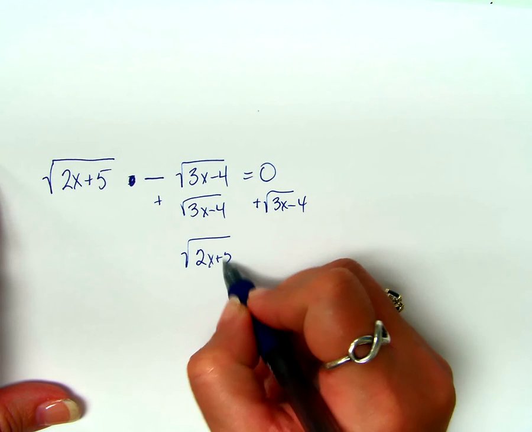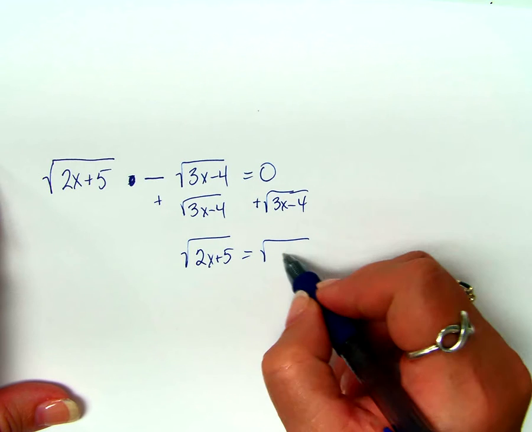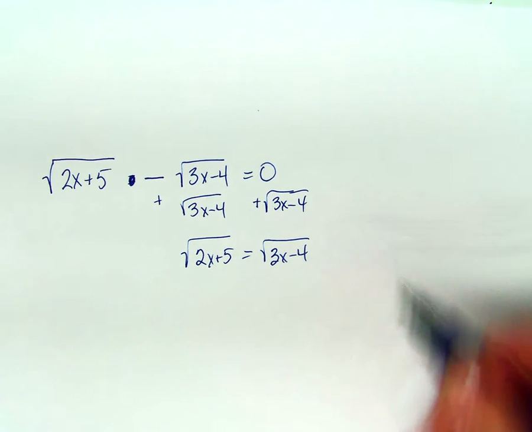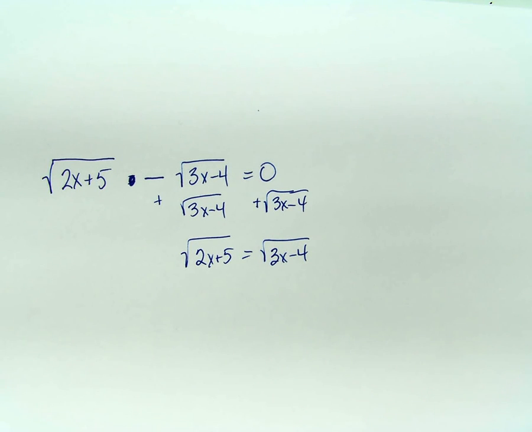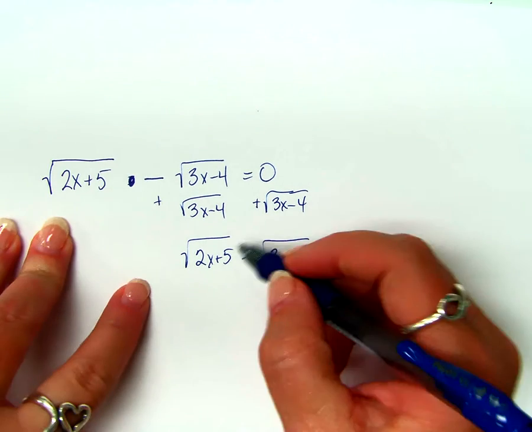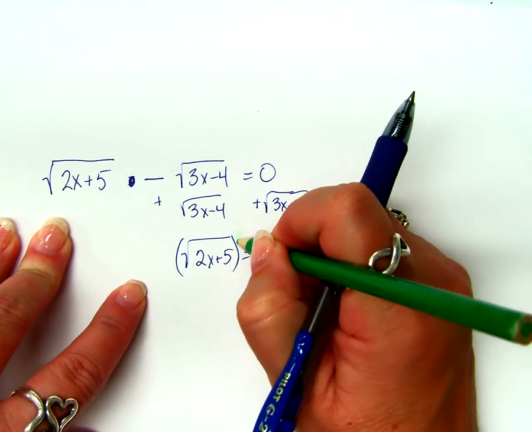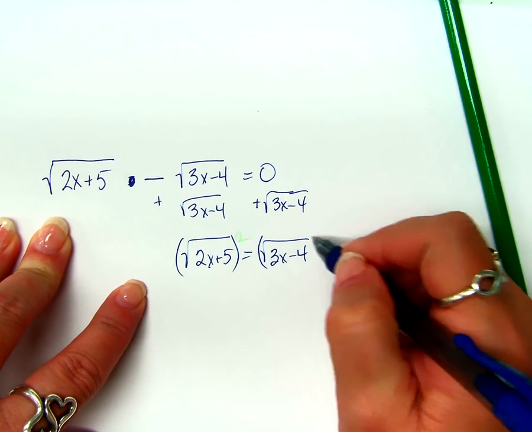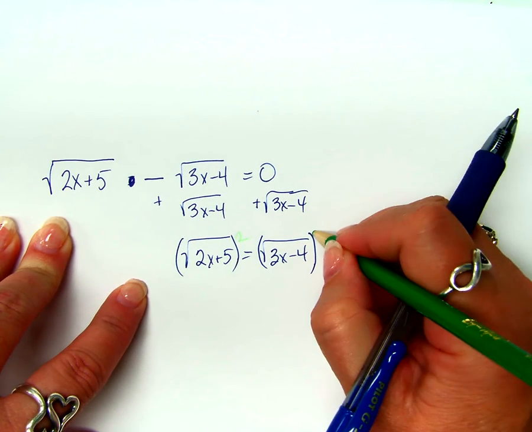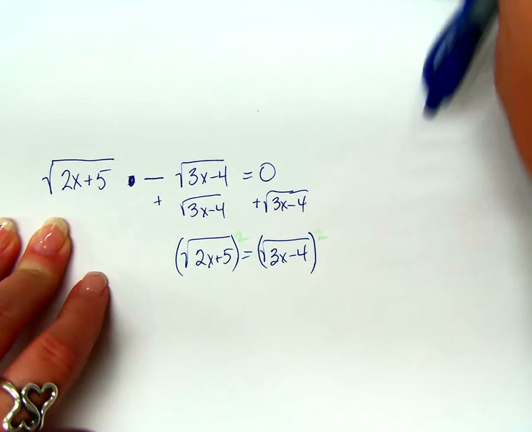2x plus 5 equals the square root of 3x minus 4. Oh, wow. Now it looks exactly like the problem we just did, doesn't it? Do I need to finish this one, or you got it? Finish it? Okay. So what do I do? Square both sides. Why am I squaring it and not cubing it? It's a square root, right? It's a square root. Okay.